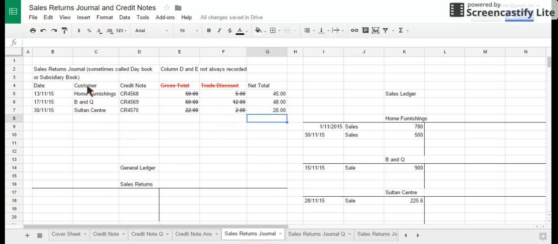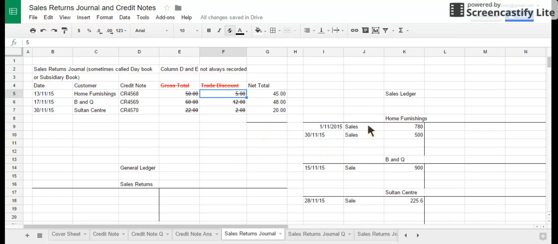Sales returns journal looks suspiciously like all the other journals we've done. Quite a lot of businesses will record the gross total and the trade discount. In exams, partly because of time, more likely you'll just see the net total, and also it saves on printing. So these are the net totals after the discounts have been deducted from the gross totals. In this case here, it's linked to the sales journal video that I did earlier.